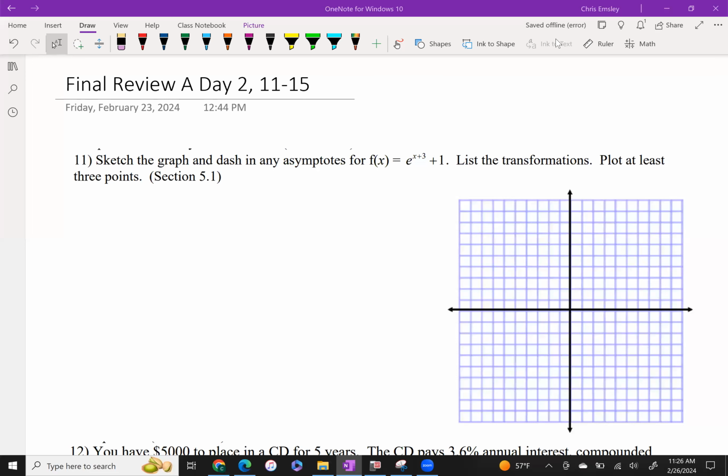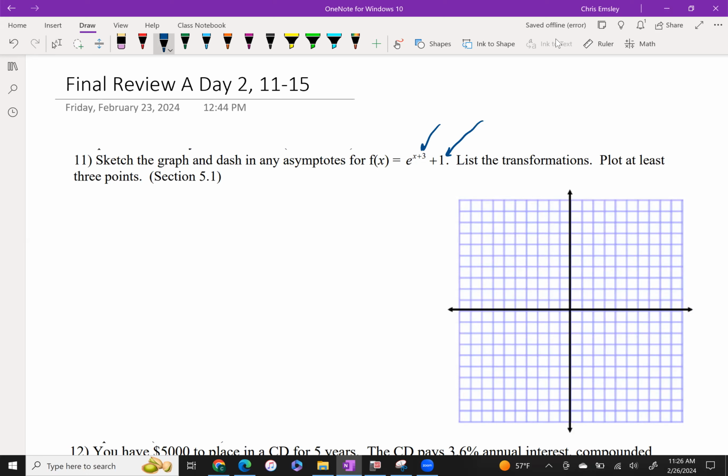Okay, here we need to graph a natural exponential function. It does want us to list the transformations, so let's start by talking about those. We have that +3 that's up there in the exponent. Then we have this +1 that is separate from our exponential function.